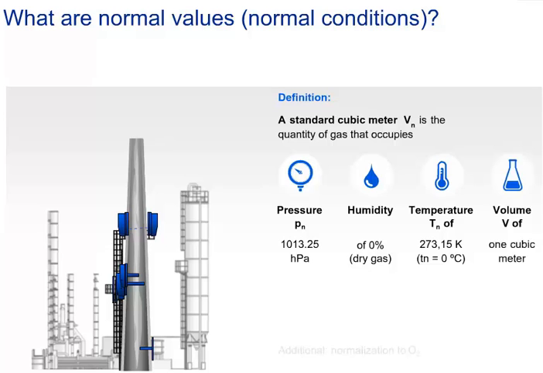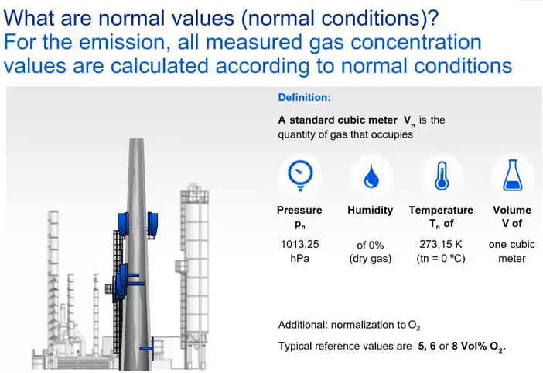In addition to these normal conditions, the emission is calculated to a certain reference oxygen level to be able to compare emission values. The reference oxygen value depends on the individual emission system, and it is mentioned in accordance with the authority. Typical reference values are 5, 6, or 8 volume percent O2. Summary: for the emission, all measured gas concentration values are calculated according to normal conditions.